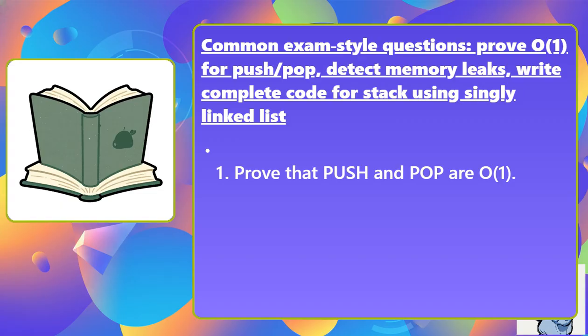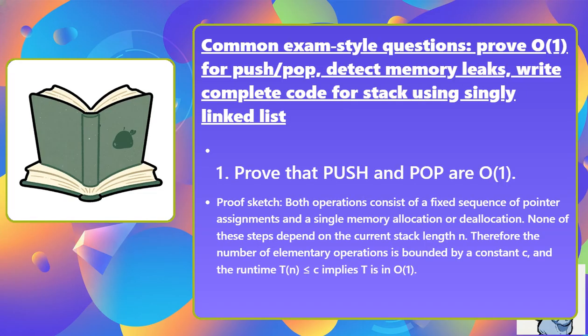1. Prove that push and pop are O(1). Proof sketch: both operations consist of a fixed sequence of pointer assignments and a single memory allocation or deallocation. None of these steps depend on the current stack length, and therefore the number of elementary operations is bounded by a constant c, and the runtime T(n) is less than or equal to c, which implies the runtime is in O(1).